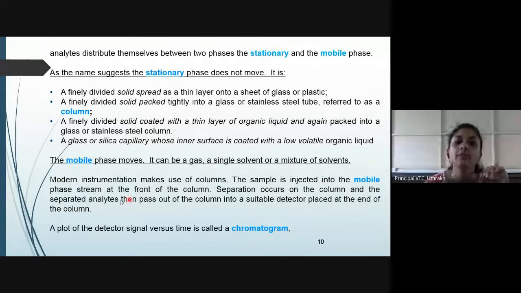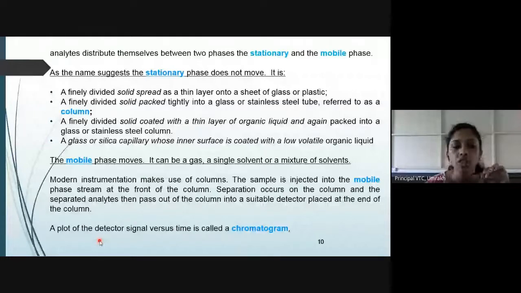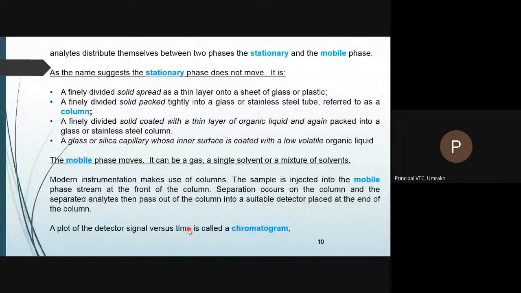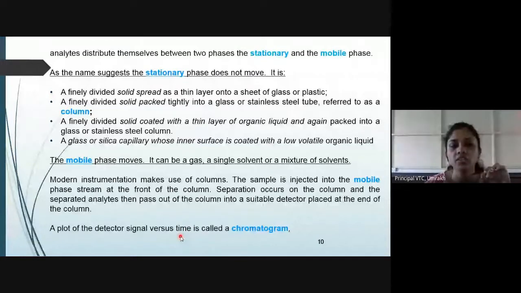Now the modern instruments make use of columns. We are on the simple chromatographic methods only, like TLC or paper chromatography, but modern instruments like HPLC and GC use columns. The sample is injected into the mobile phase, and we get a signal which is plotted as detector signal versus time, and that plot is called a chromatogram. The graph of detector signal versus time is the chromatogram.